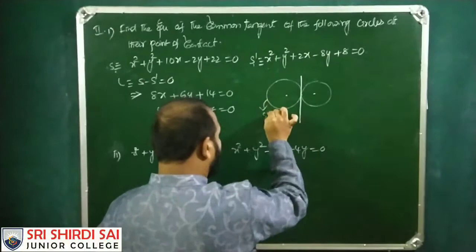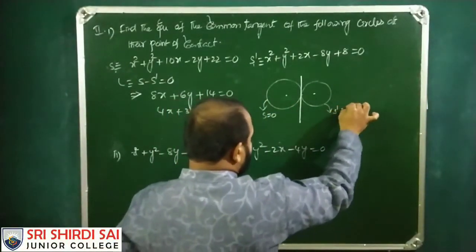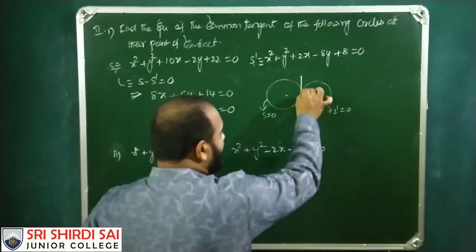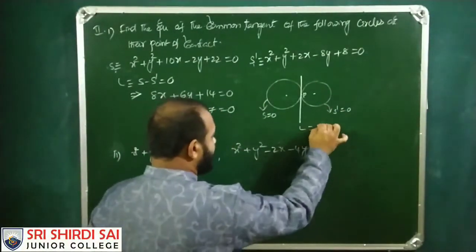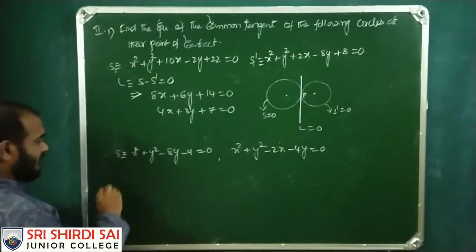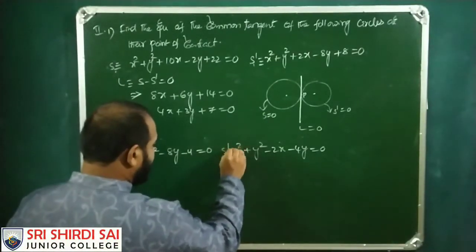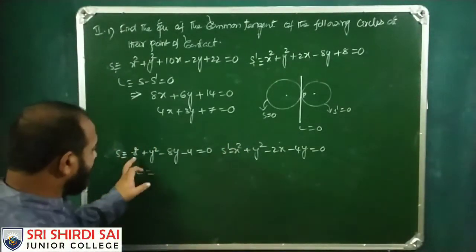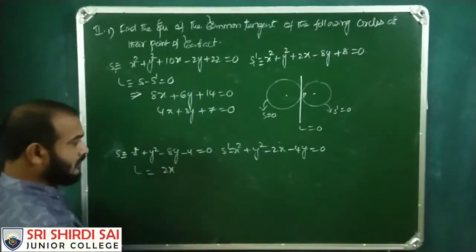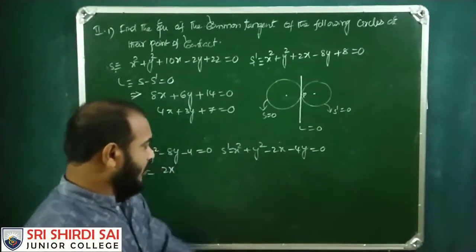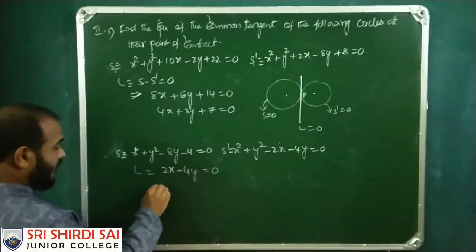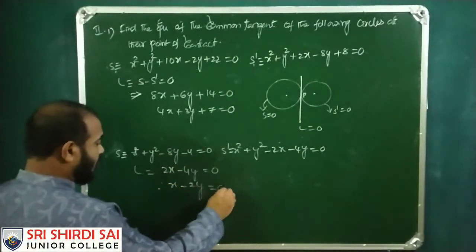S equals to 0, S dash equals to 0, and the radical axis is nothing but the common tangent of these two circles at the point of contact P. This is L equals to 0. In the similar way, the second question is same. Let us consider this to be S and this to be S dash. L is equals to x square plus y square, this and this gets cancelled. Minus of minus plus 2x. Minus 8y plus 4y is minus 4y equals to 0. Therefore, this is x minus 2y equals to 0.